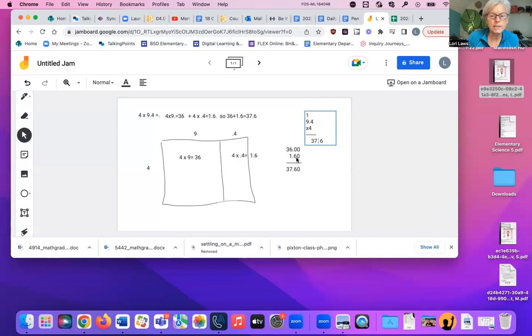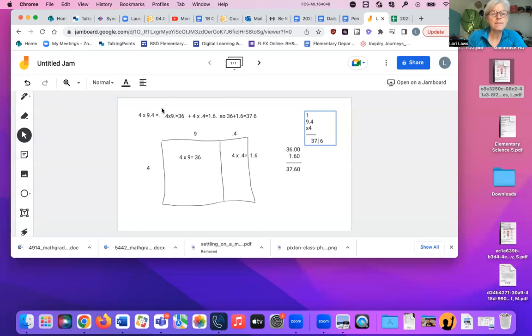Even though this 1.6 didn't have a 0, I just put that there. Sometimes it helps to think of it as money, like 60 cents, and this one has no cents. Anyway, adding it up, 37.6. I don't need this 0 on the right-hand side of the decimal. When there's no other digits behind it, it's not really serving a purpose. So I write my answer up here, 37.6.